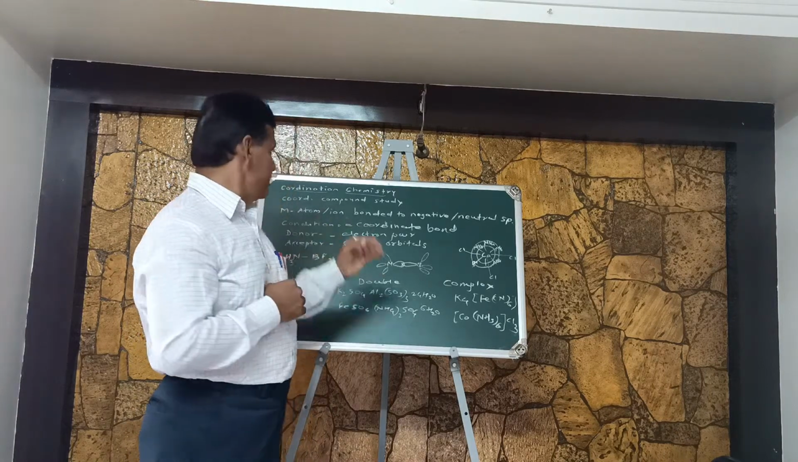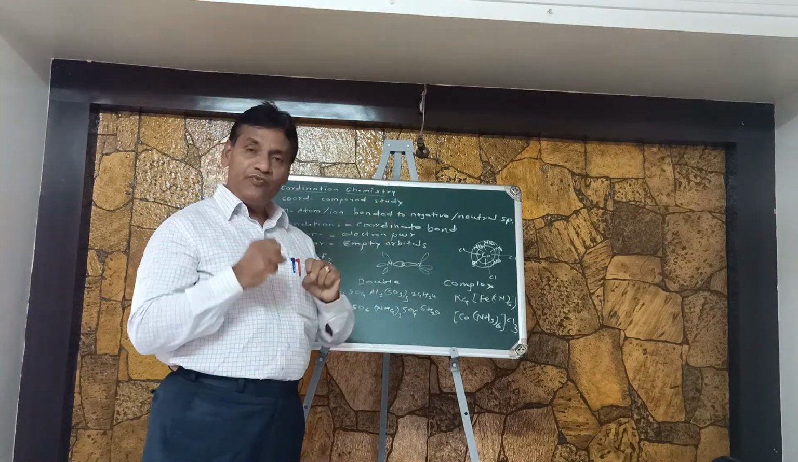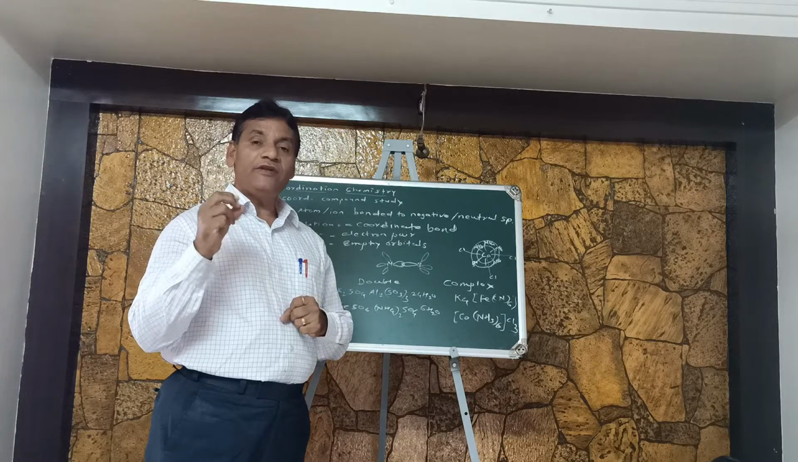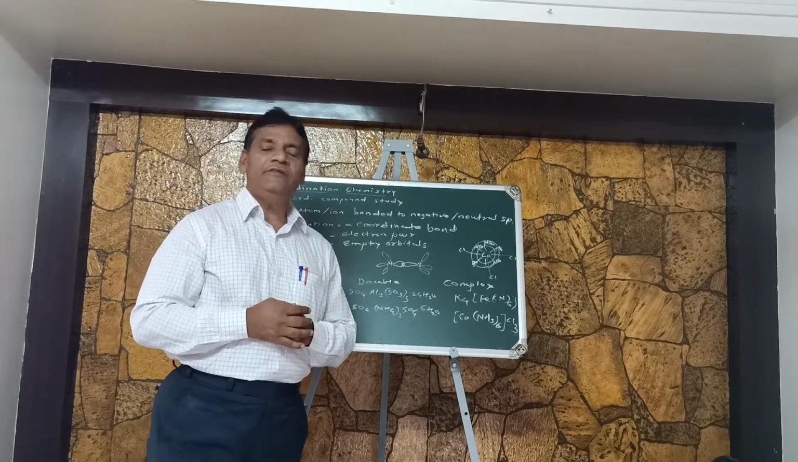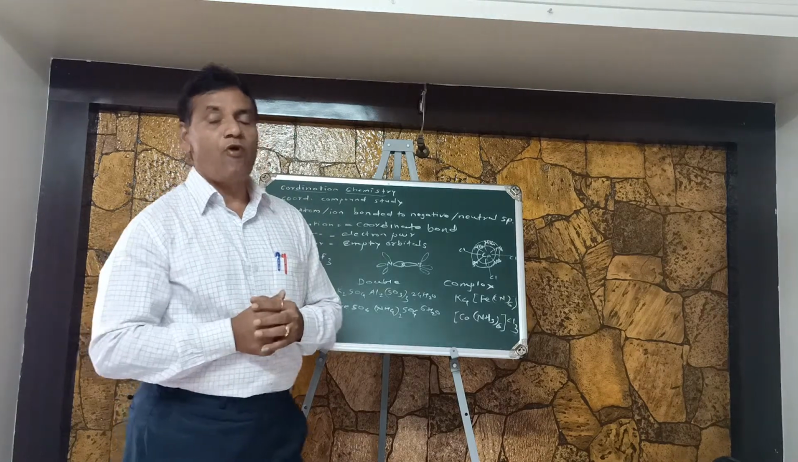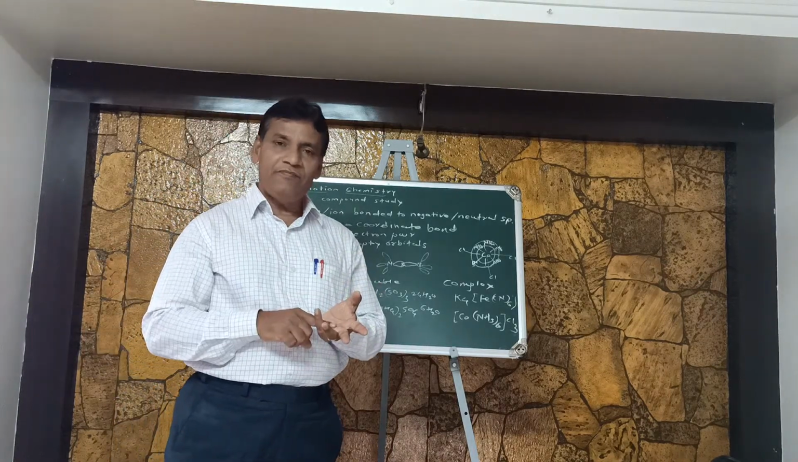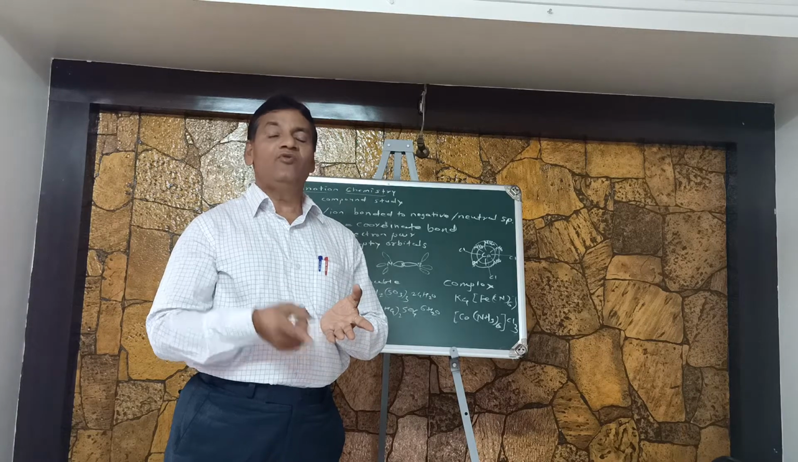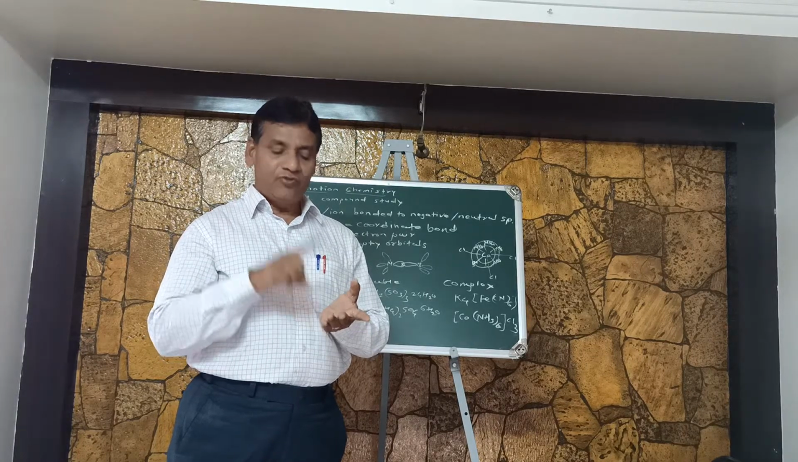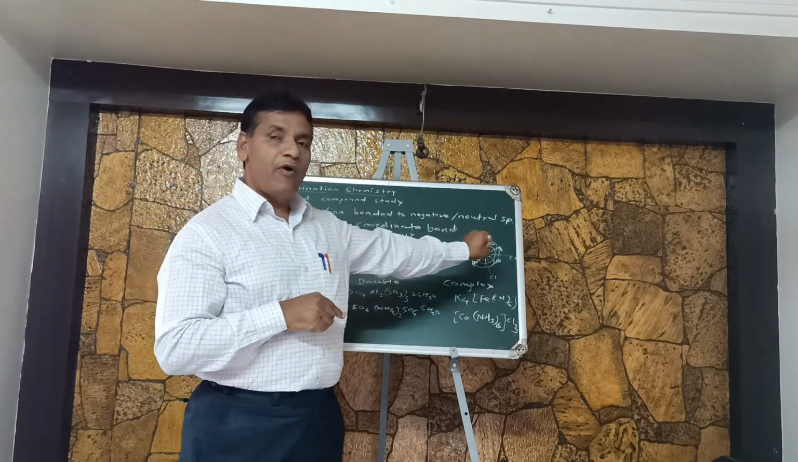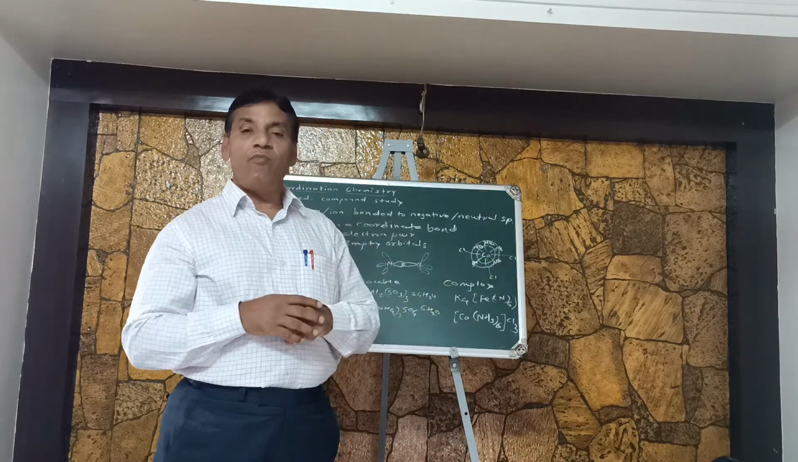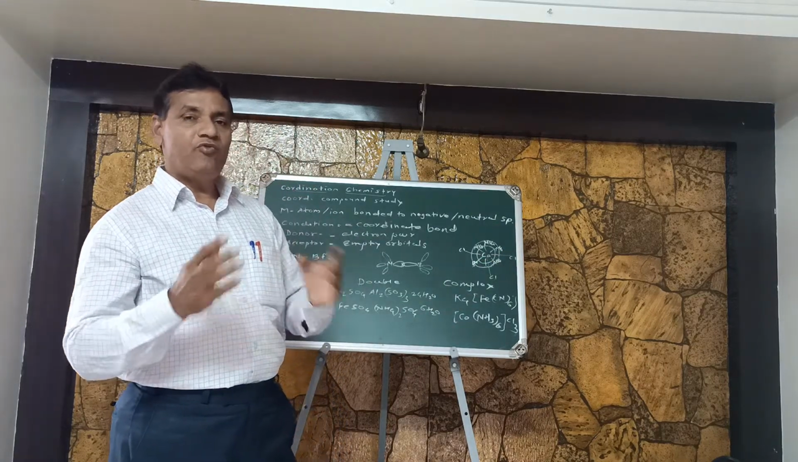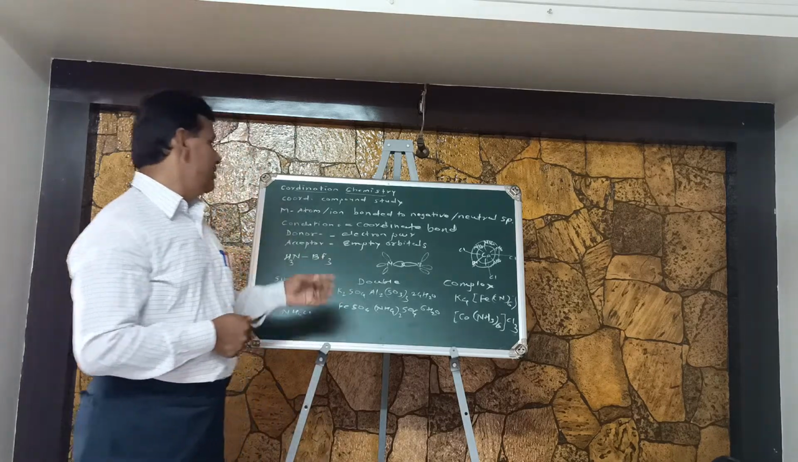The word coordination comes from the coordinate bond. As already you have studied different types of bonding: ionic bonding, covalent bonding, coordinate bonding. So this complex compound is made by the involvement of a coordinate bond. So what is meant by a coordinate bond?